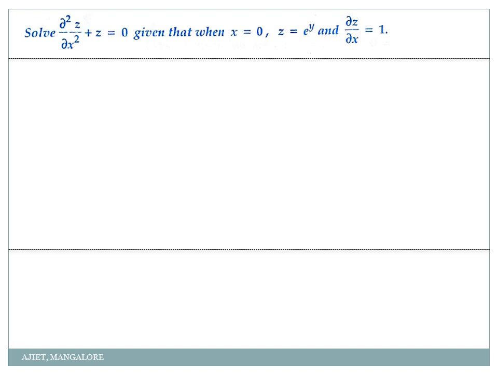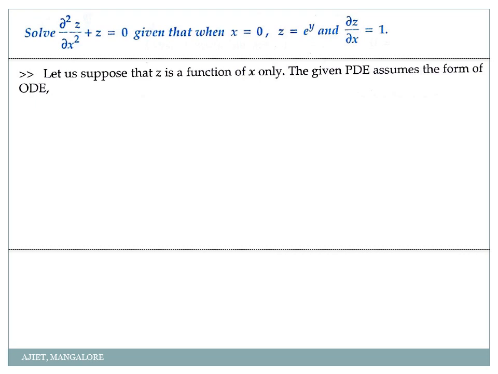So this is a homogeneous differential equation. Solve dou square z by dou x square plus z is equal to 0, given when x is 0, z is equal to e power y and dou z by dou x is 1. So first let us do that. Let us suppose that z is a function of x only. Then the PDE we can treat as a normal differential equation: instead of dou, you just write d square z by dx square plus z is equal to 0.